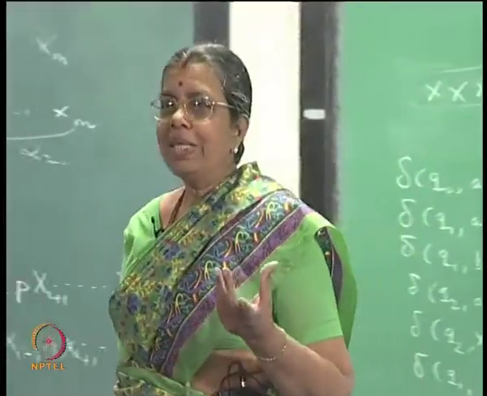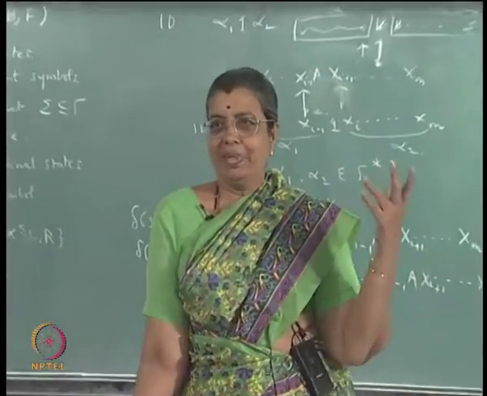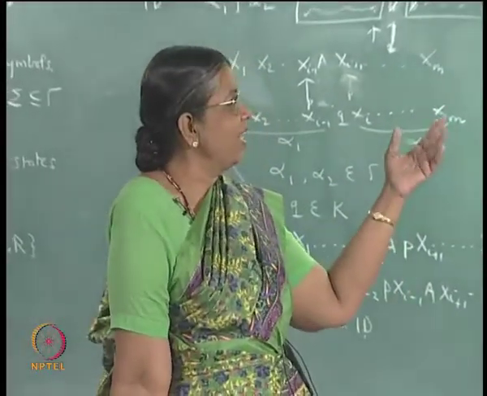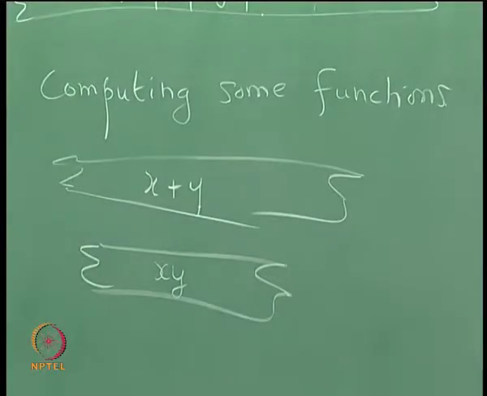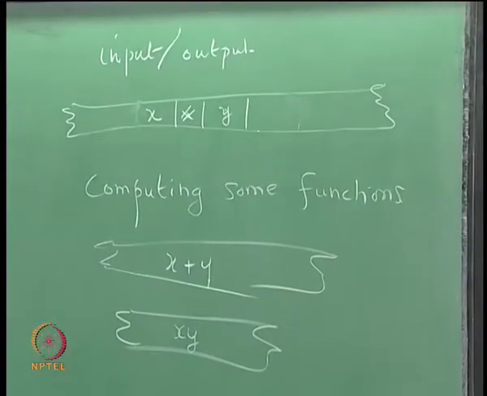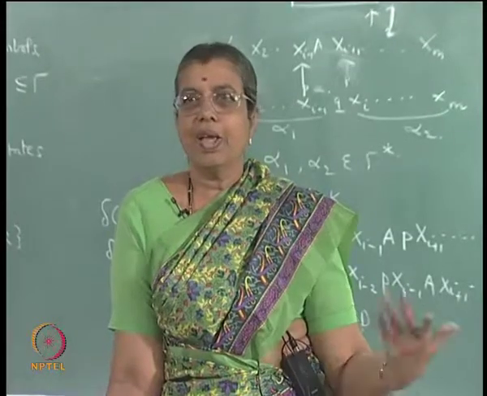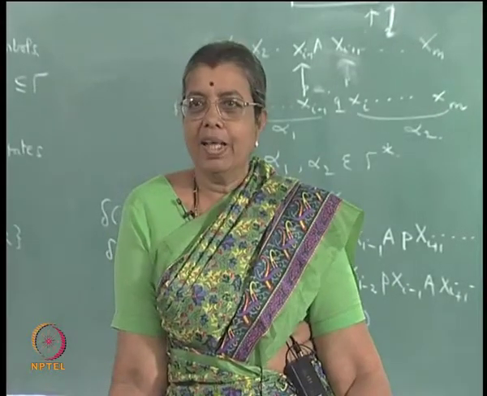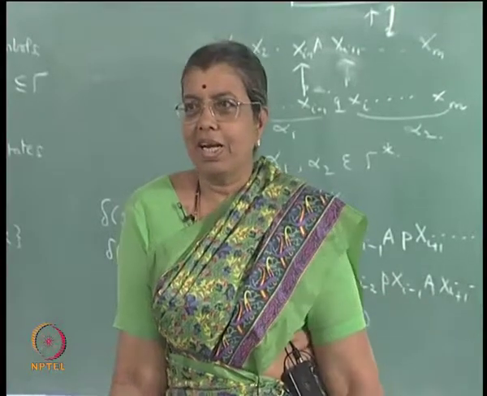Now, if the numbers x and y are represented in unary, it is very simple. You have to just remove that hash symbol and shift all the symbols one position, and it will be over. Addition will be performed like that. If it is binary, you can do it in some other manner. But anyway, we have seen that converting from one base to another base is not a very big problem.